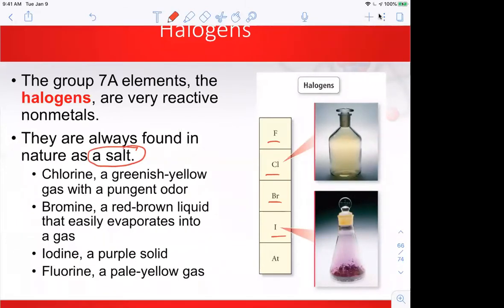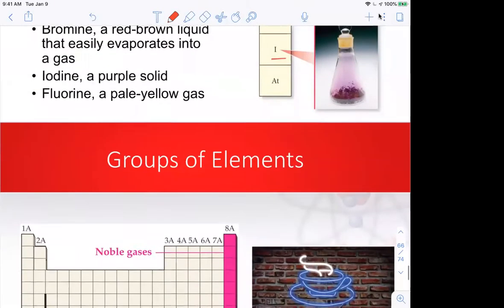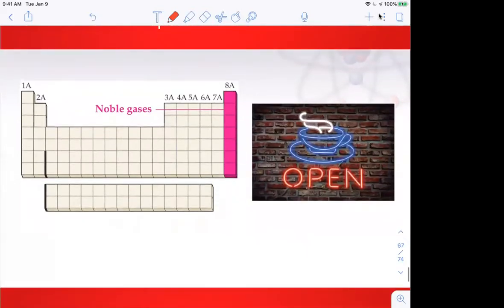If I do look at elemental chlorine, it's a greenish yellow gas. Bromine is actually that one red liquid among the nonmetals. Iodine is a purple solid, and fluorine is a pale yellow gas. We're going to be exposed to them a lot. So make sure you know that the column in 7A is going to be the halogens.